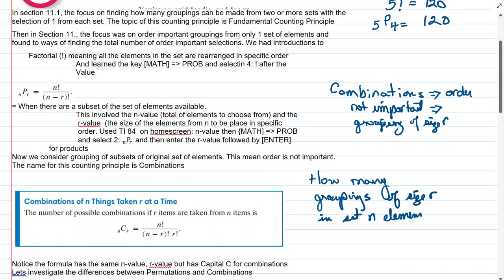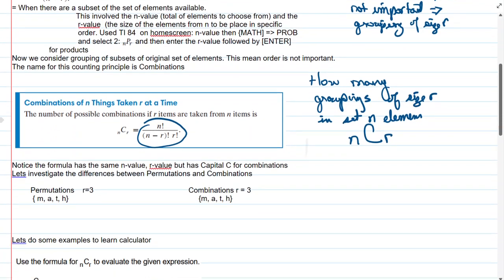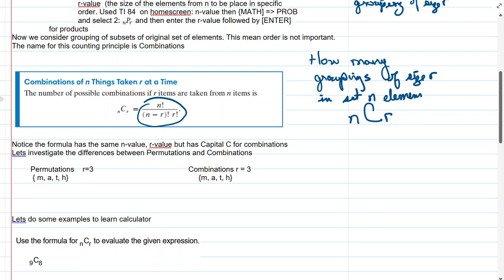Because we say now NCR, NCR. Because we don't want to enter all of this in the calculator because that's the manual entry for combinations. All right, so we're going to look first at the capital C meaning combinations, and we're going to see the difference in what we have.